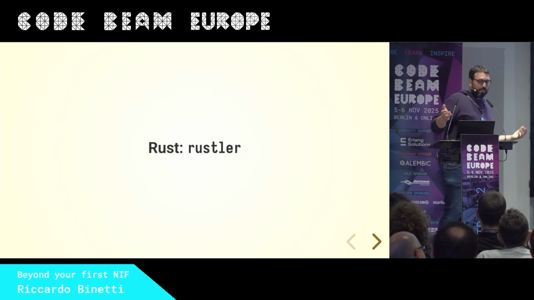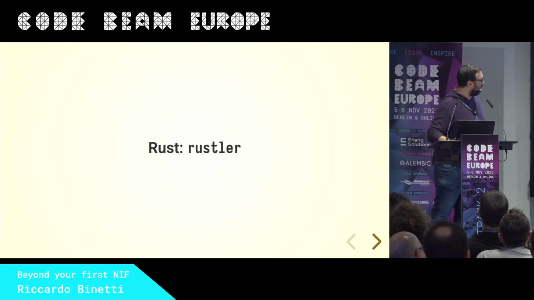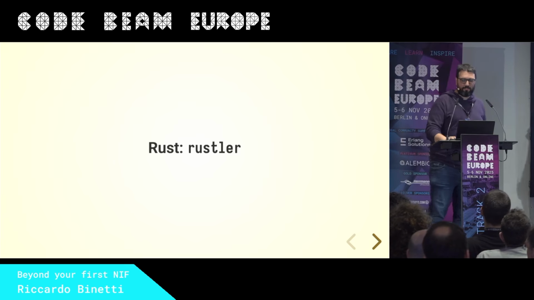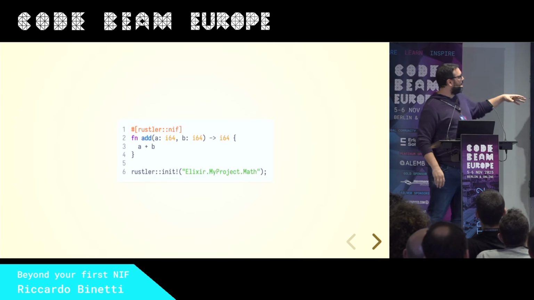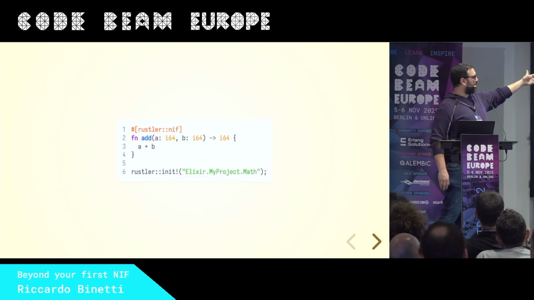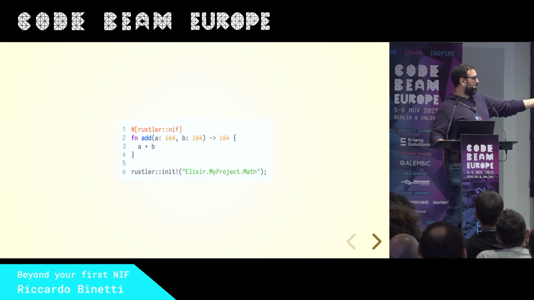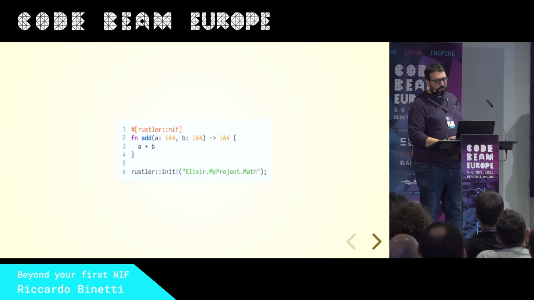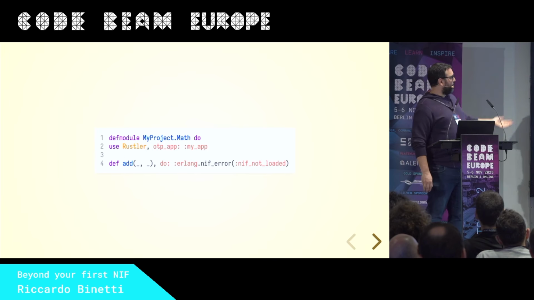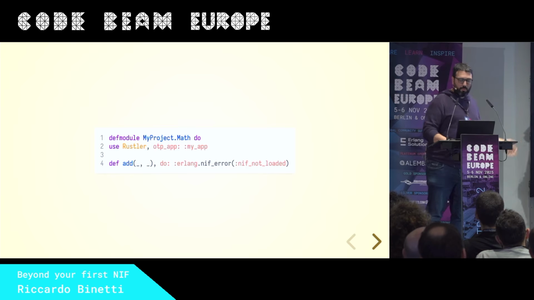With Rust, you can use Rustler. The talk before me had lots more interesting stuff about that, so I'll just go quickly. You just have this function. This is what it looks like in Rust. And you call rustler::init with your Elixir module. And then you do this on the Elixir side, so less boilerplate.